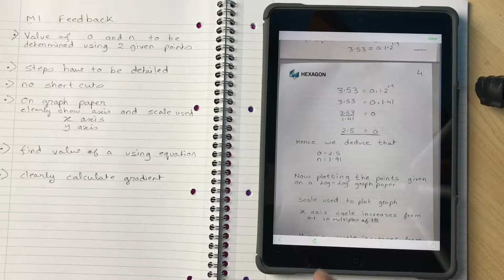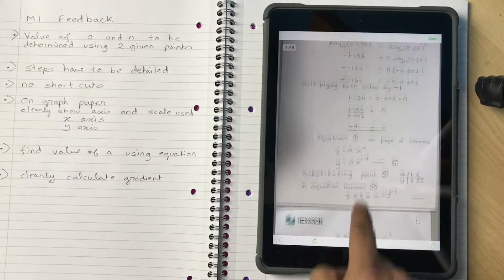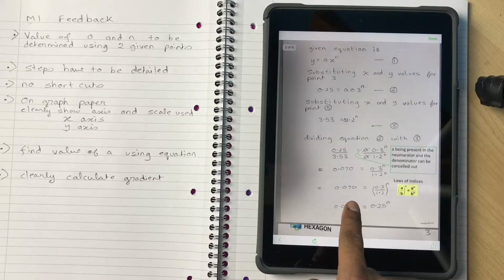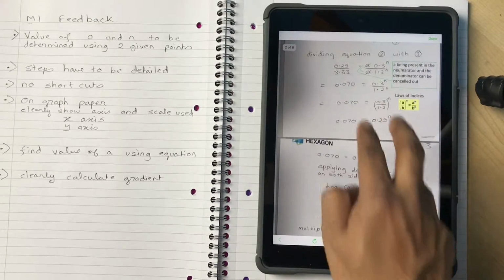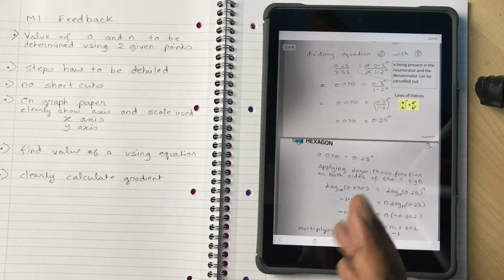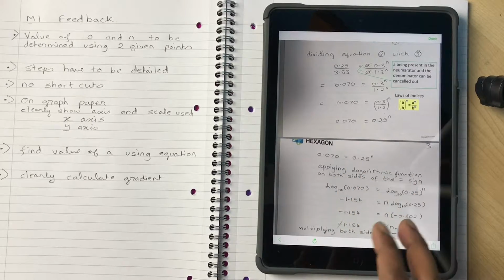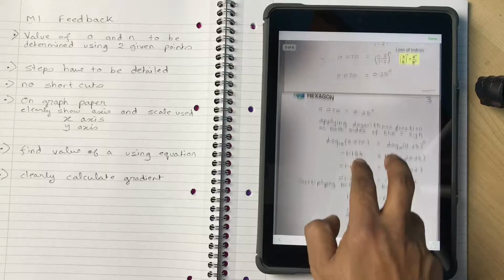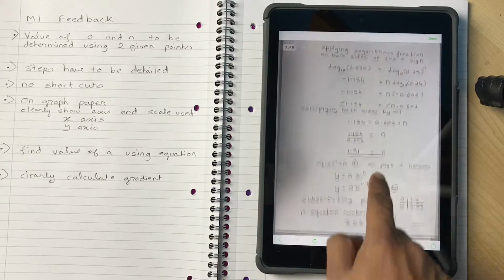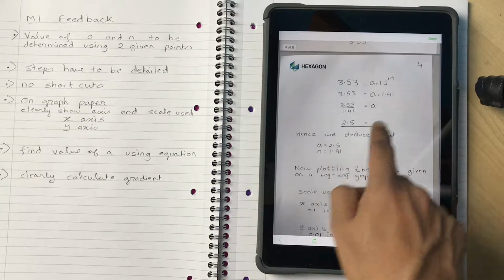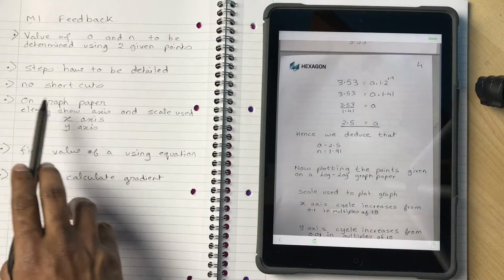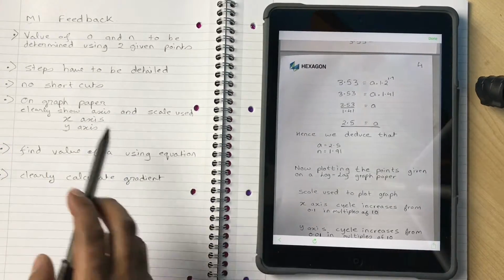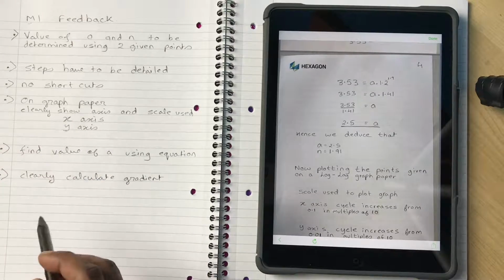Now in your solution, make sure that you have written all of the steps. All of these steps are important. Make sure that you have shown these steps and they are nice and clear, neatly written, because it is a merit task, and you should arrive at a and n. Second thing, steps have to be detailed like I just said, no shortcuts again.